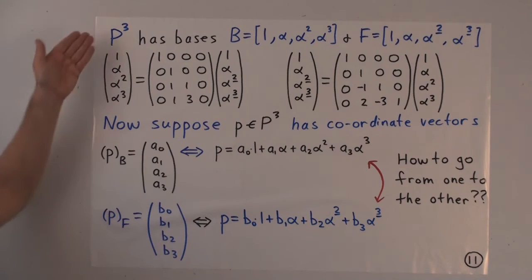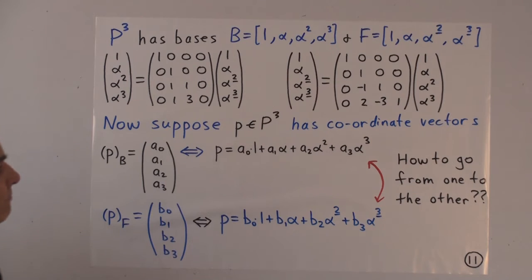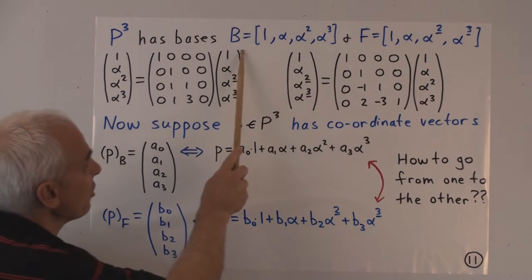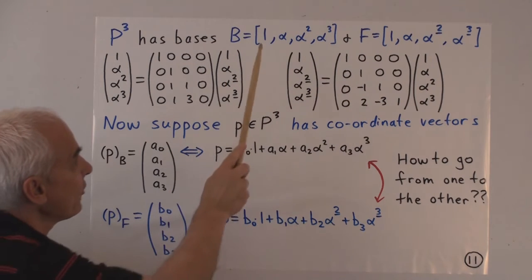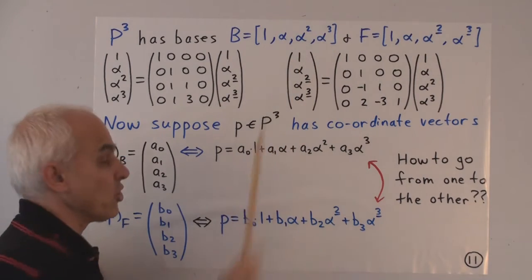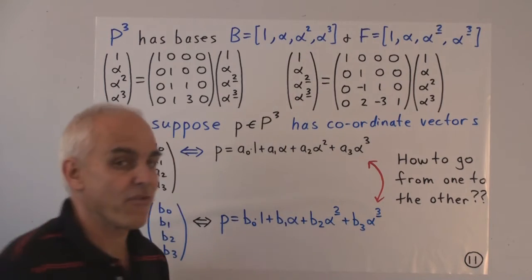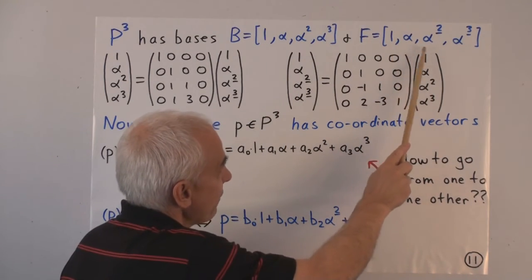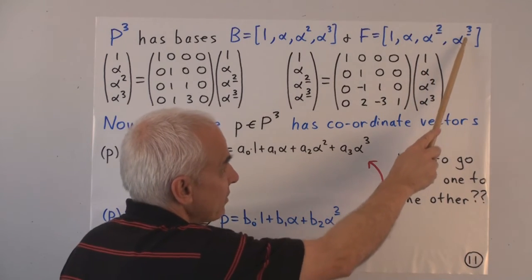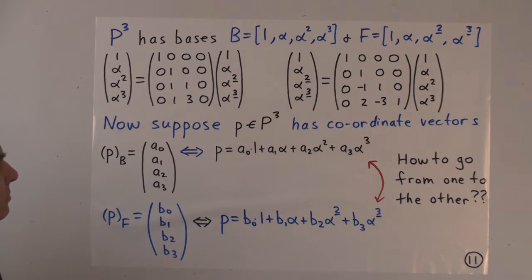So let's have a look at our favorite example, our space of polynomials of degree 3 or less, called P3. And here's a familiar basis, the basis of just ordinary powers. The standard basis, we'll call that B, consisting of 1, alpha, alpha squared, and alpha cubed in that order. And now let's denote F for falling, the basis of falling powers: 1, alpha, alpha to the 2 falling, alpha to the 3 falling. These are also polynomials.